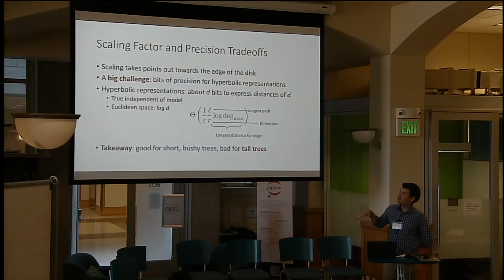The two most interesting things are tree characteristics, which is this L, the longest path, and the maximal degree. The maximal degree is inside the log, so if you have a really big branching factor for your trees, it's not too bad. But the L is outside the log, so if you have a really tall tree, that's actually pretty bad. So basically, if we have these short, branchy trees, we're good. And if we have really tall trees, maybe not so good, unless we use tons and tons of bits to write down these points.